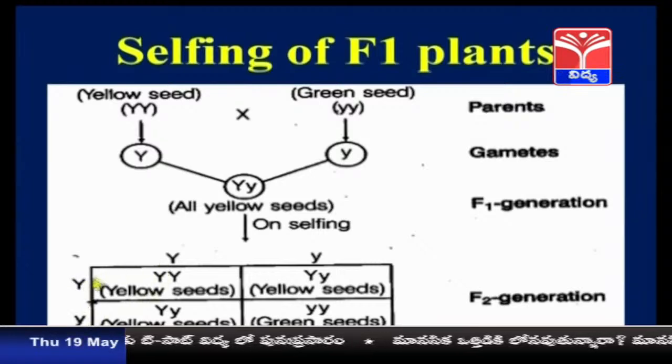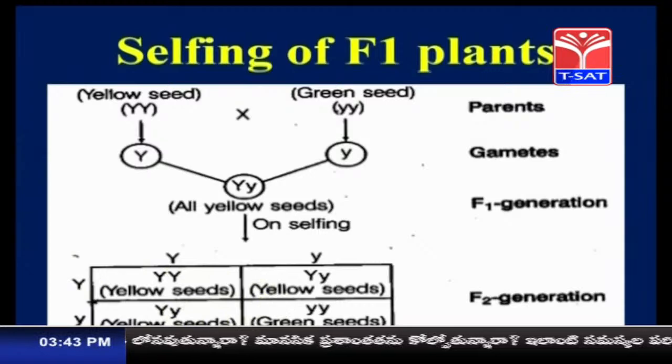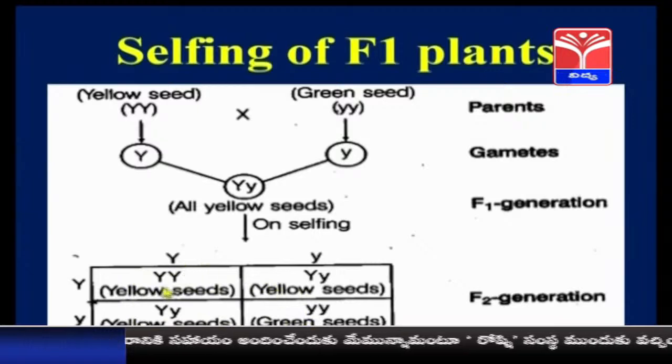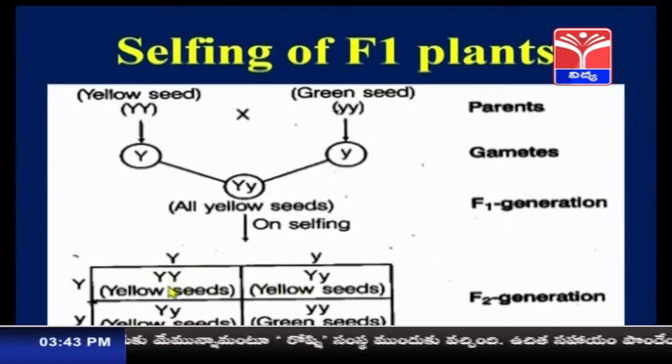Now, dear students, what about this? I am talking about the F2 generation. What about the plants over here? There are 4 boxes, so you get 4 plants over here. Now, let us look at the color of the seeds.